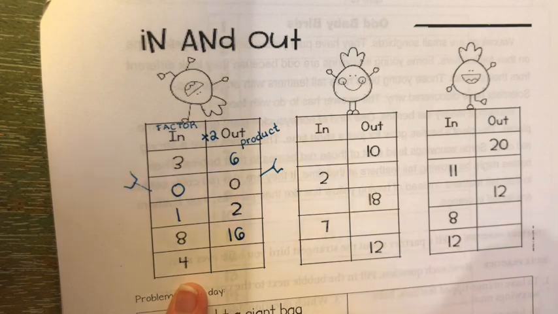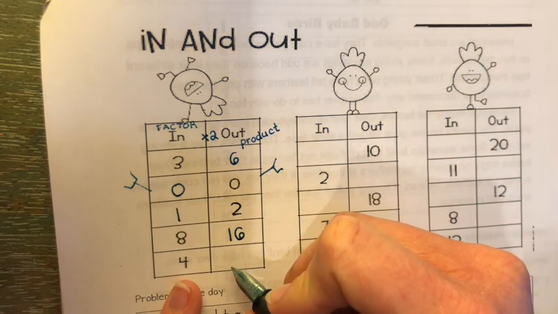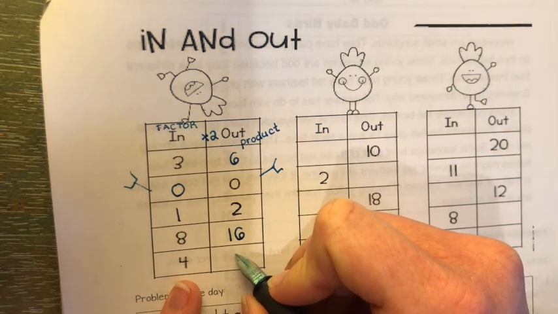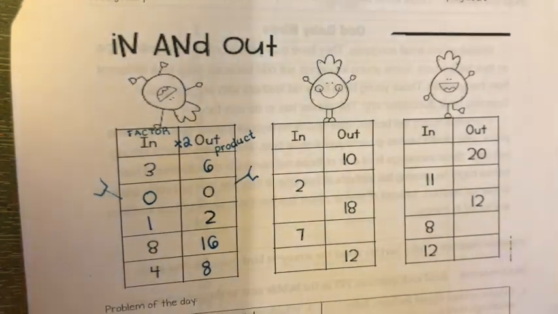For this one, 4. I put 4 in as my factor. I double 4 to get my product because it's times 2. So I do 2 groups of 4. I double it to get 8. All right, let's move on to our next one.